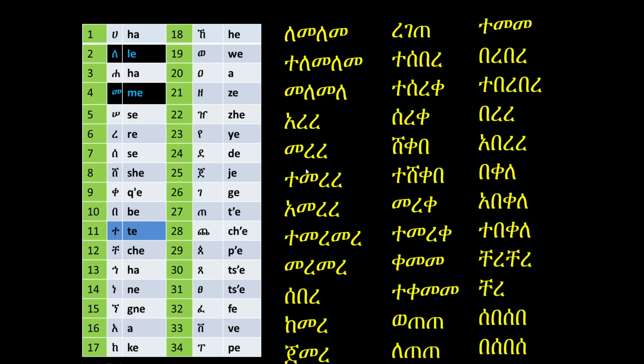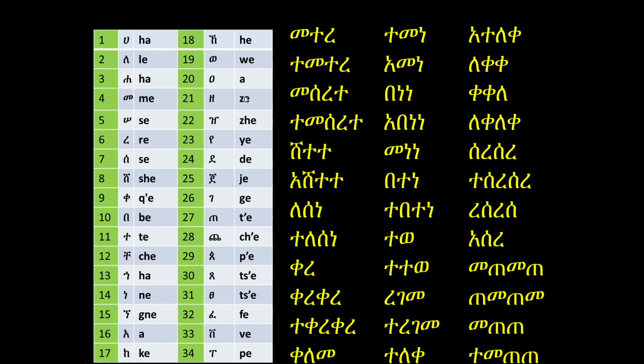All the letters are made up of the letters from the first column. Similarly, these are all made up of the first column letters.